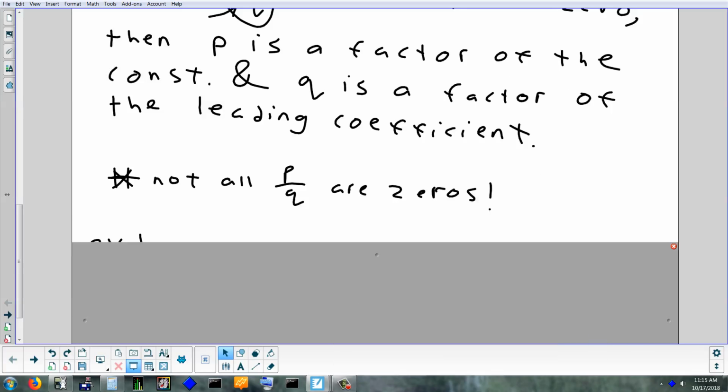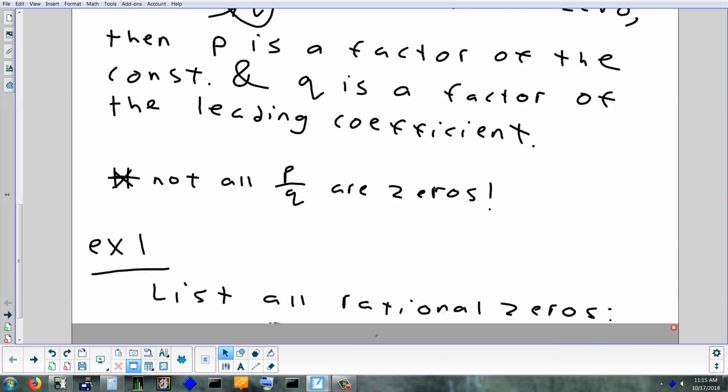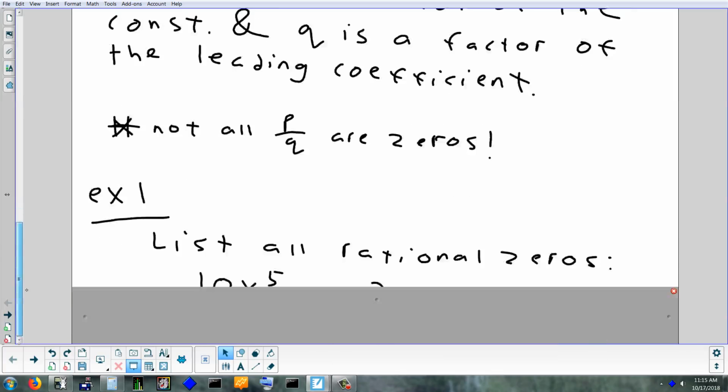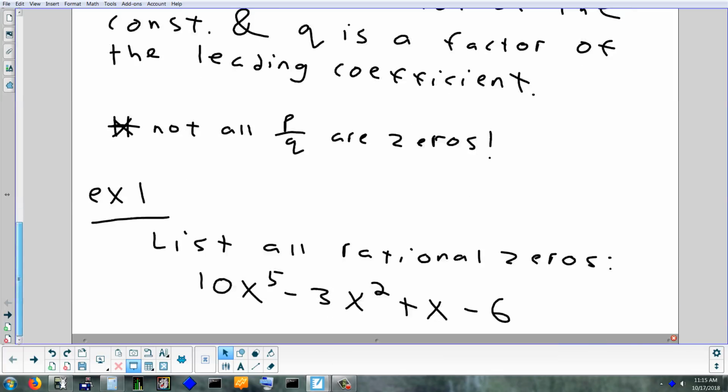All right, so again, now that you guys get calculators, that's how we're going to take our list of possibilities and cross out ones that don't make sense using the calculator. Okay, so example 1, I'm just going to change the wording a little bit. List all possible rational roots or rational zeros. In other words, make me a list of all the places that this graph could cross the x-axis.